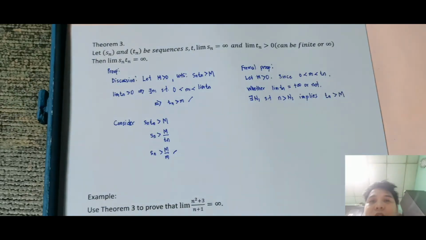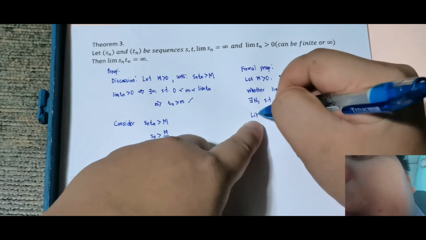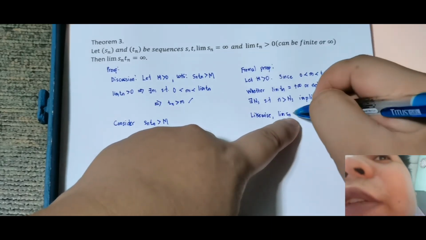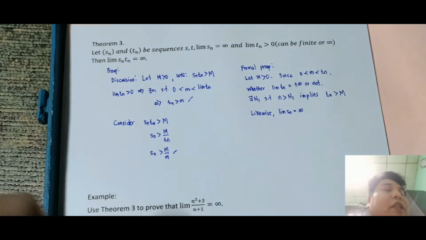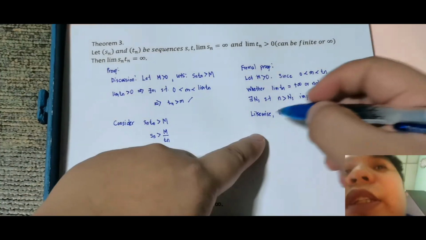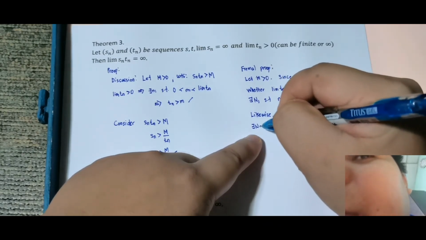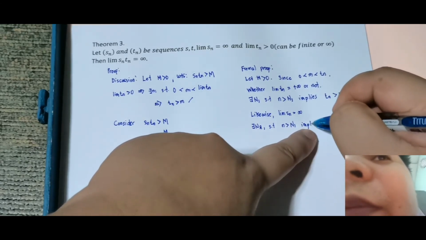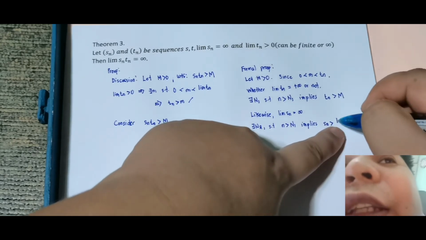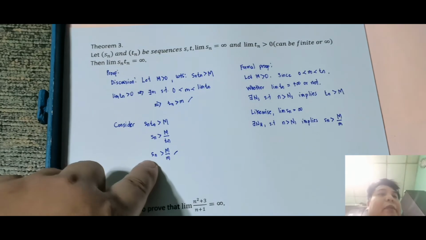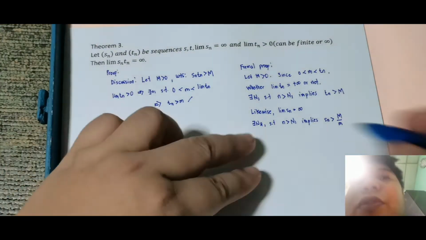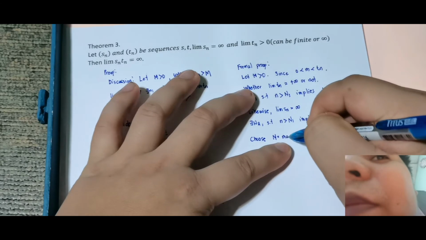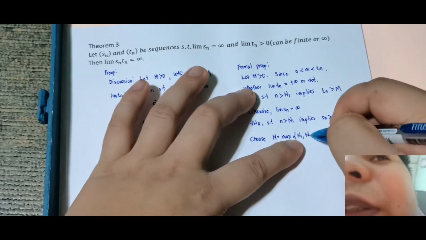Ngayon, another, likewise, yung limit ng s sub n is equal to positive infinity. So, para mag-exist yan, by definition ng divergent sequence, nung definition natin, there exists N2 such that n is greater than N2 implies si S sub n is greater than M over small m. Kasi ito yung ginamit natin kanina. Okay, so yan, dalawang yan yung gagawin natin. So we will choose N to be the maximum between N1 and N2.